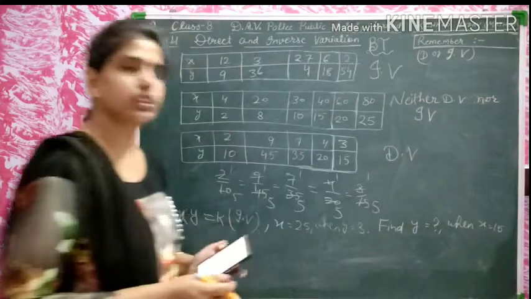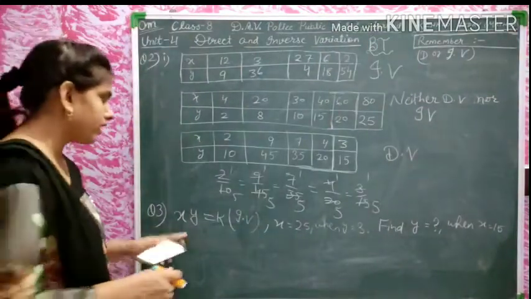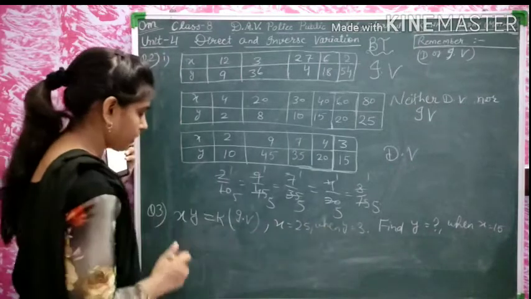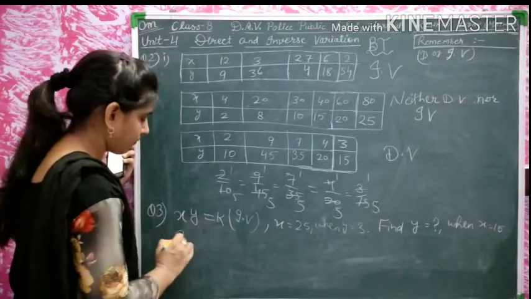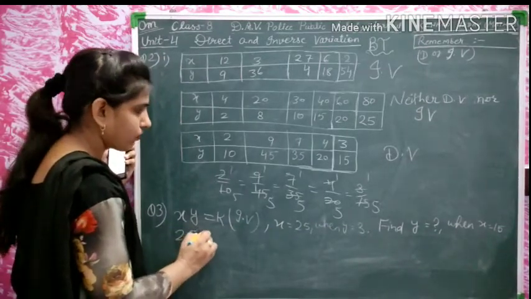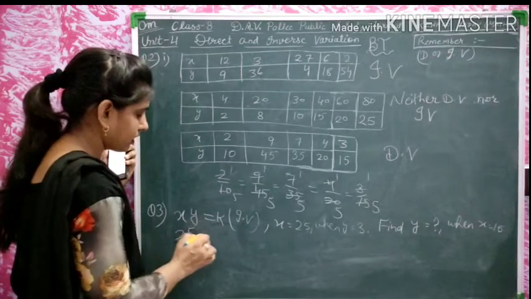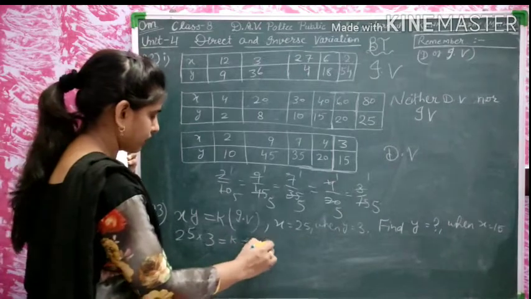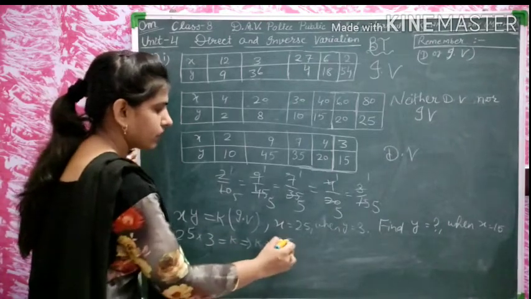The same question in the B part we have done already. The x into y is equal to constant. We have to find the value of k from there. x is 25 into y, y is 3 here. 25 into 3 is equal to k. It implies k is equal to 25 times 3, 75.